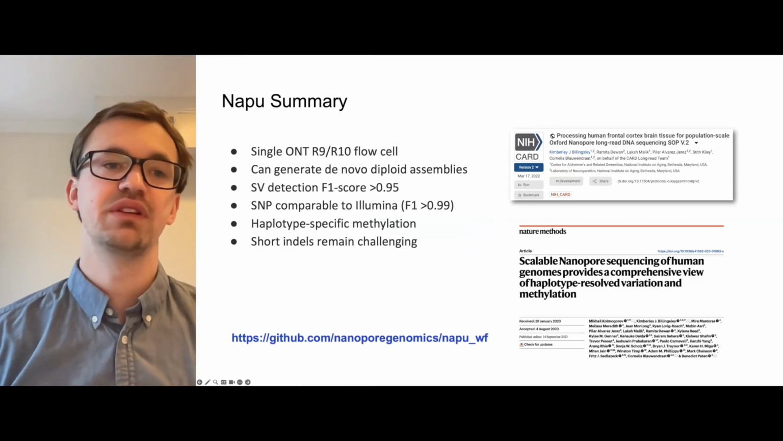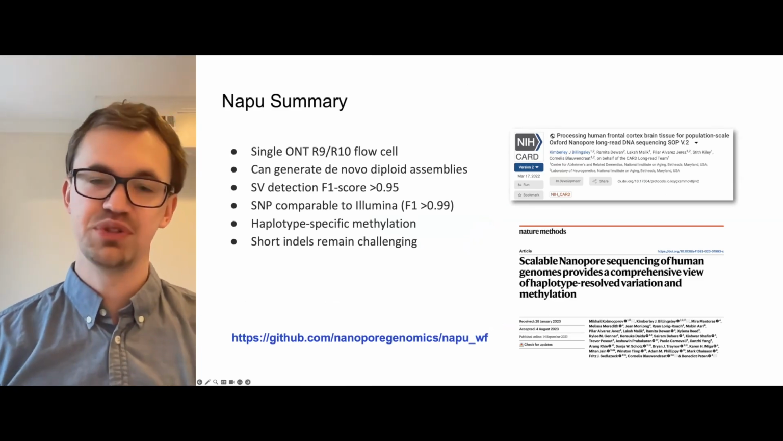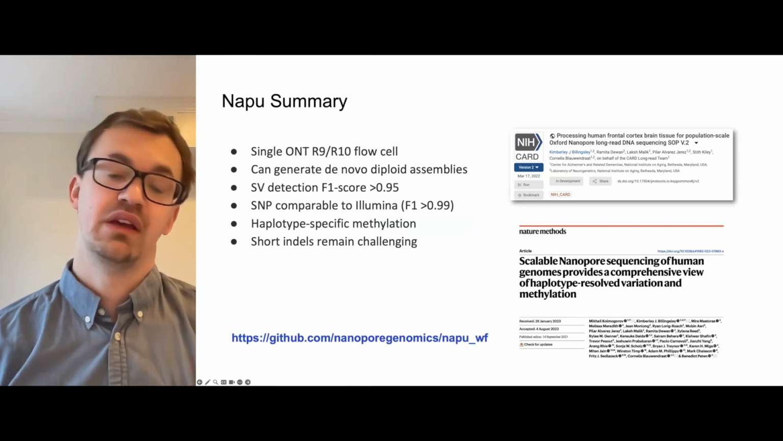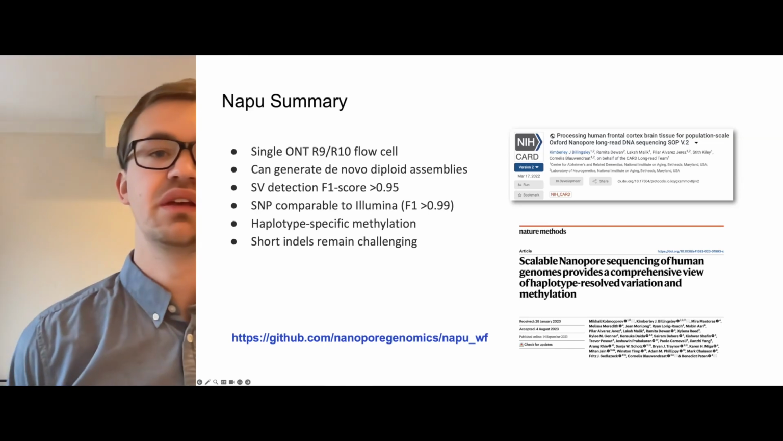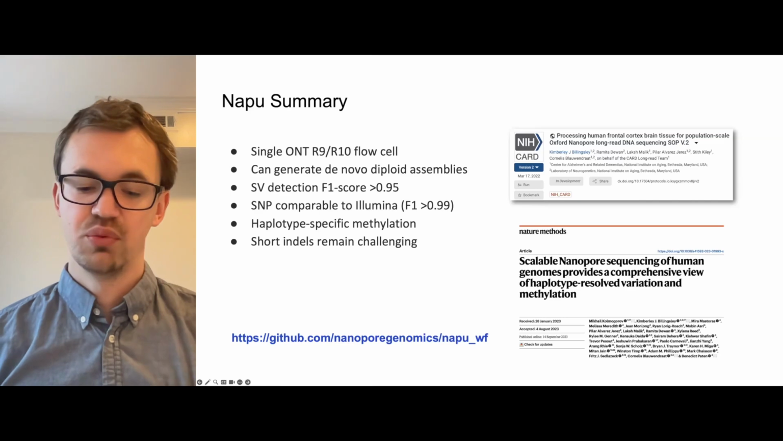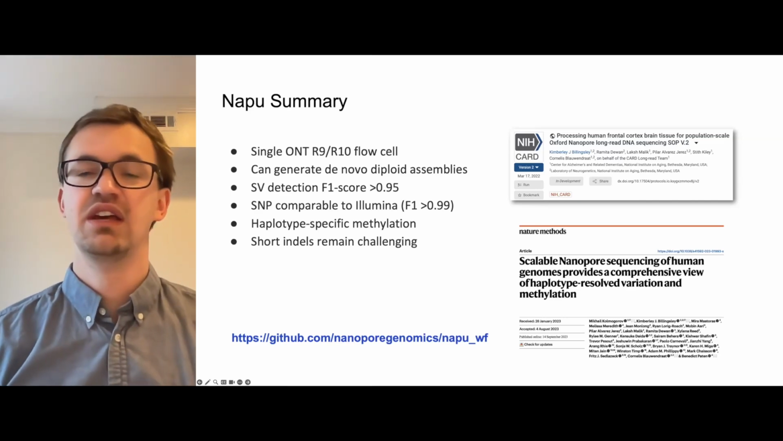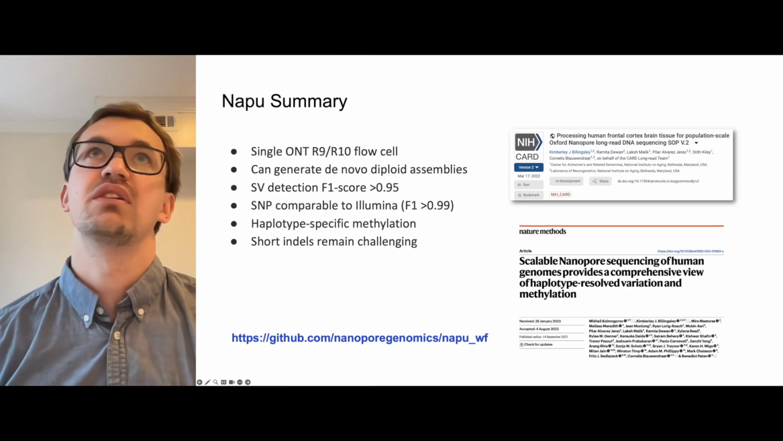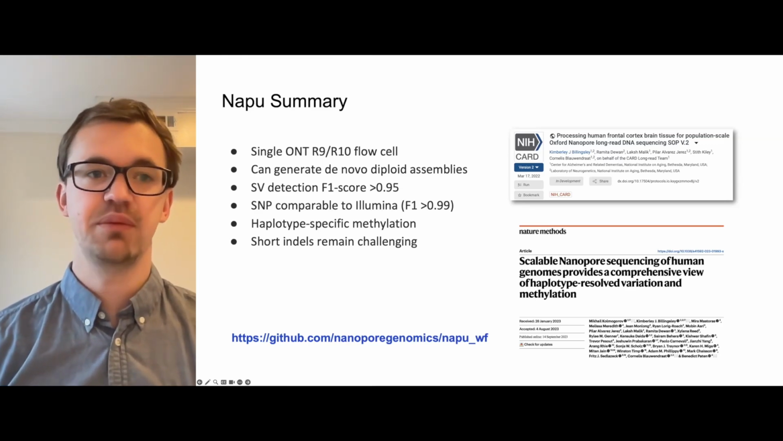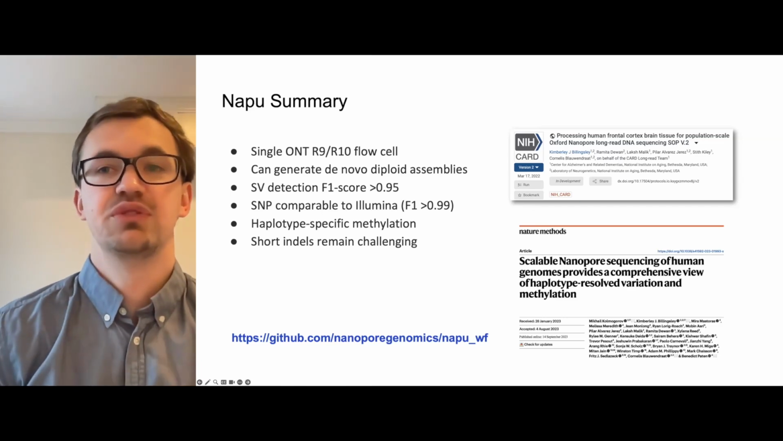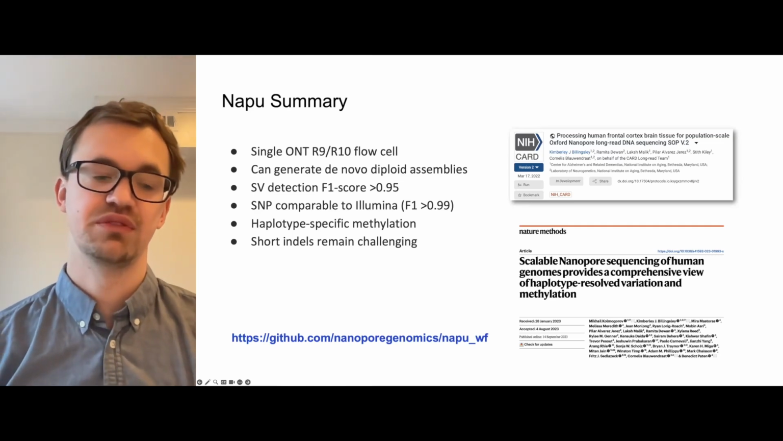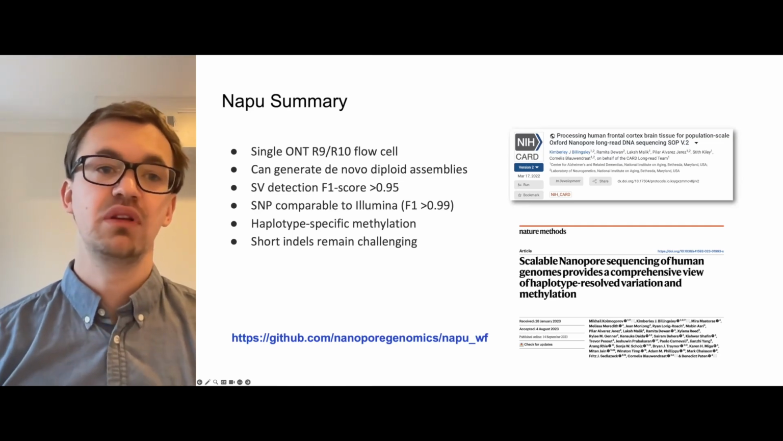So as a summary for the Napu pipeline, we aim to develop a really scalable sequencing protocol and combine it with a computational pipeline. It works well for both R9 and R10. It can generate de novo diploid assemblies, with an asterisk that they are not very comprehensive in the most repetitive regions, such as centromeres and long segmental duplications. And for that, we perhaps need ultra-long reads. But here we make this trade-off between the yield and read length to really make it scalable.